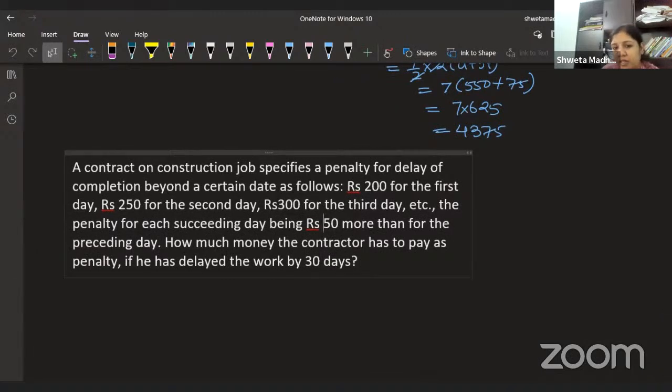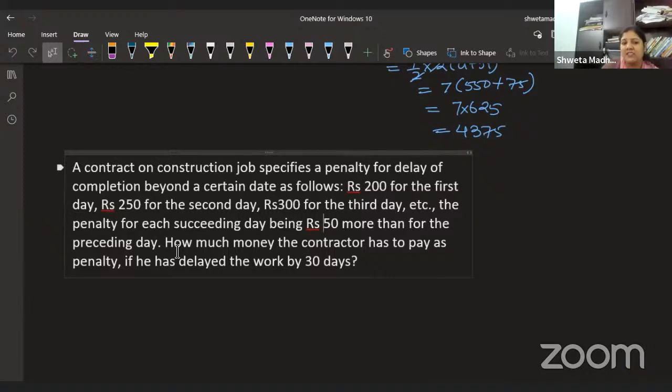Penalty for delay in completion after a certain date. The initial value was not given. On the first day, the extra penalty is 200. The second day is 250. If after 3 days the person completes the work, then he has to pay 300. That is 50 more than the earlier cost every day that the contractor has to pay.